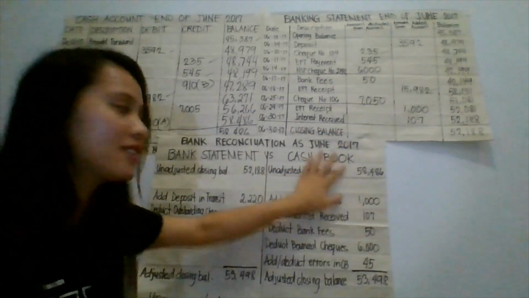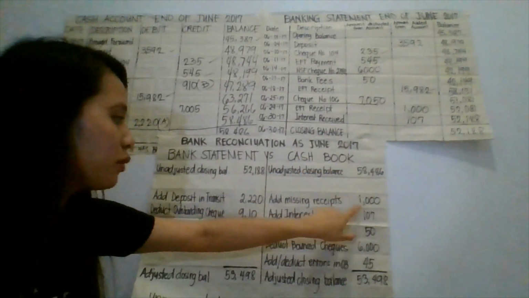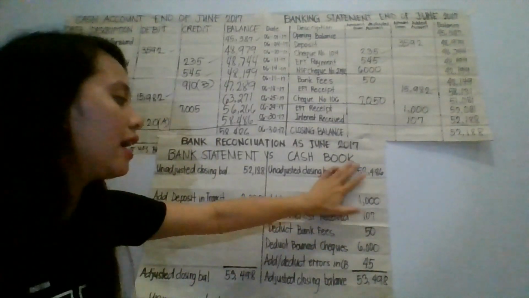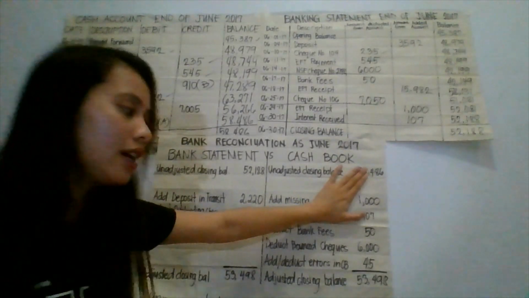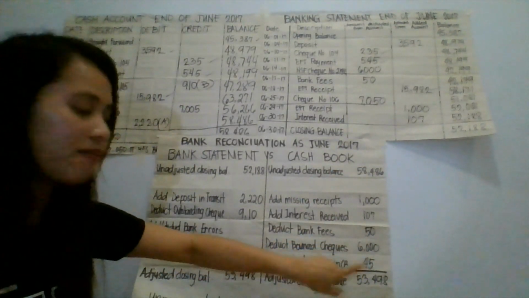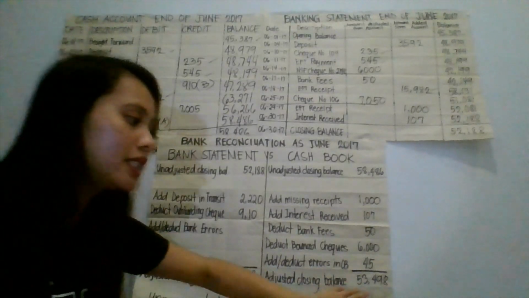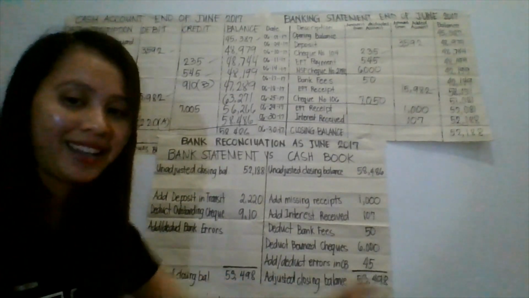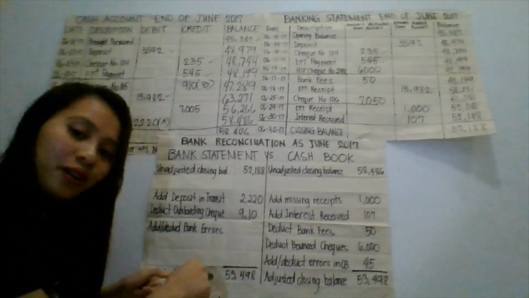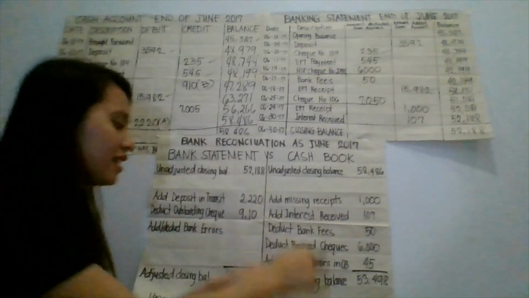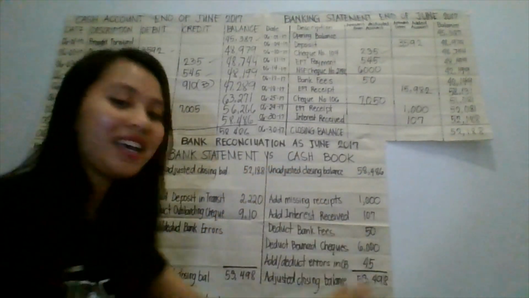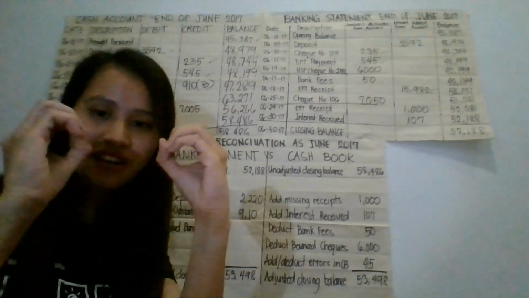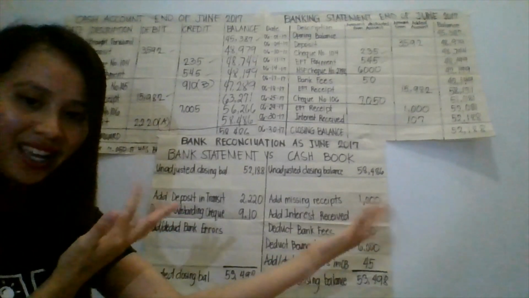Now, let's go with the cash book. You're going to add 1,000 plus 107 plus 58,486. And then the answer will be subtracted by 50, by 6,000, and by 45 pesos. The final answer will be 53,498. Now, the adjusted closing balance of the bank statement and the adjusted closing balance of the cash book are the same. Therefore, our unreconciled value will be equal to 0. And our work is done.